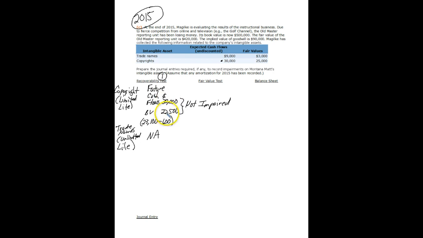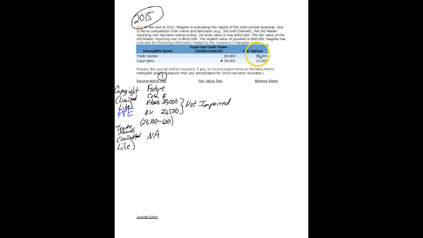So when the FASB came up with the rules for intangibles, if it's a limited life intangible asset, the rules are just identical to property, plant, and equipment. So here again, the rules are identical to property, plant, and equipment if it has a limited life. But if it has an unlimited life, then we're not going to do that first test because it wouldn't make sense. So then we go to the fair value test, where we compare fair value.